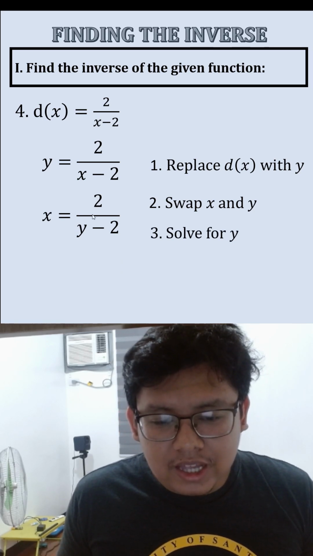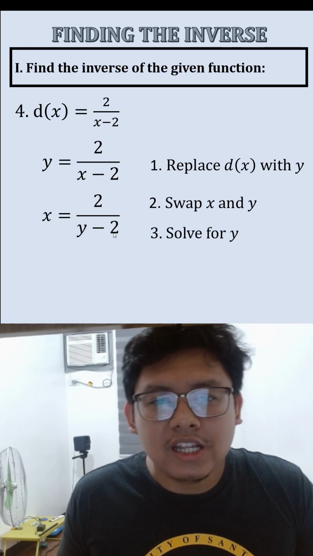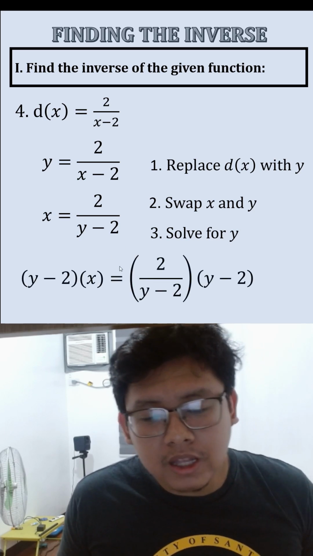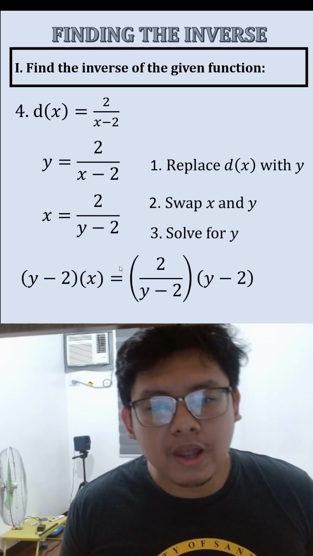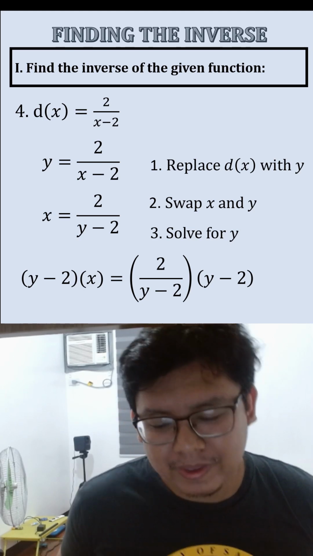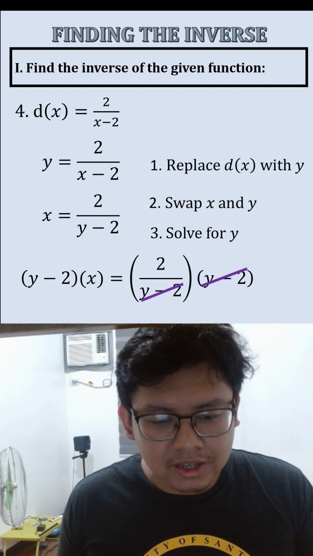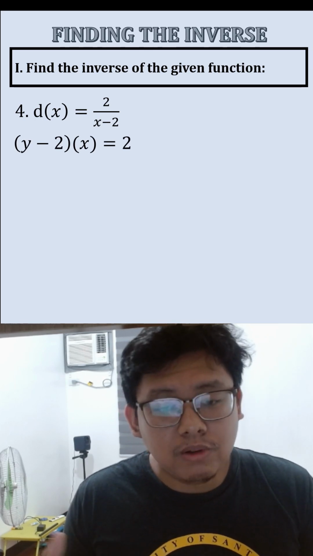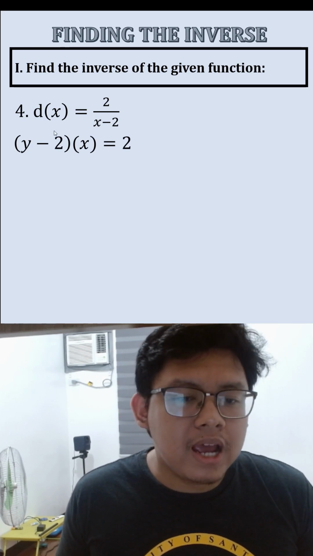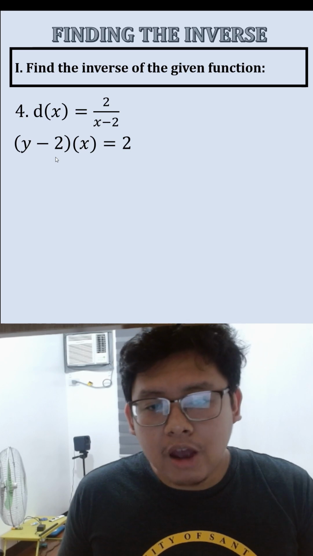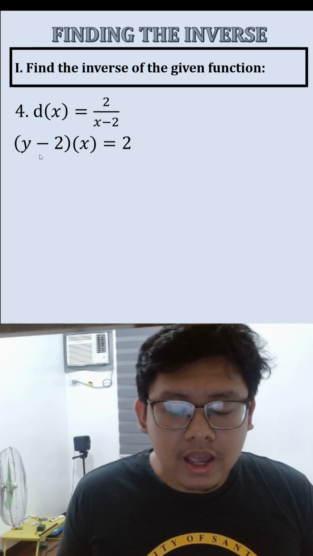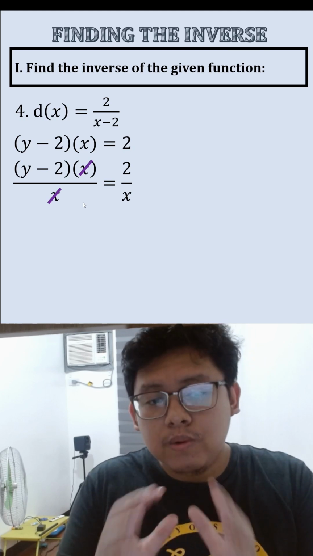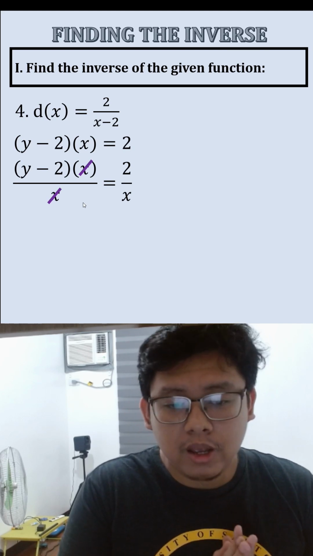So we isolate the variable y. So since it is in the denominator, we place it beside x by performing the multiplication property, multiplying both sides by y minus 2. Then we cancel this. We will end up with y minus 2 times x is equal to 2. So instead of applying the distributive property, since our objective is for us to isolate y, we will proceed to dividing both sides by x so that we can isolate the variable y.